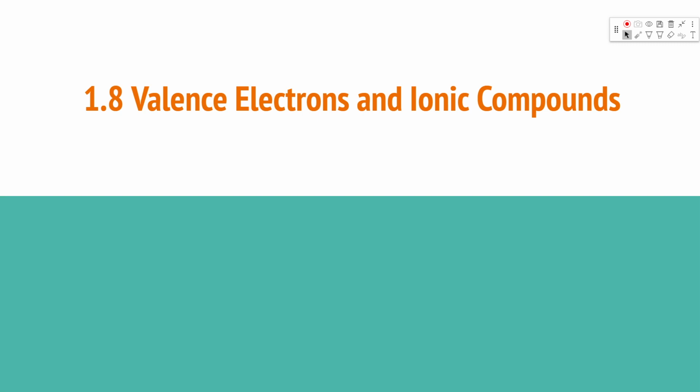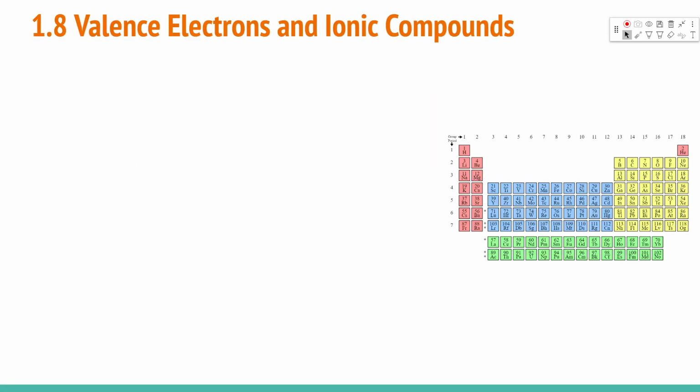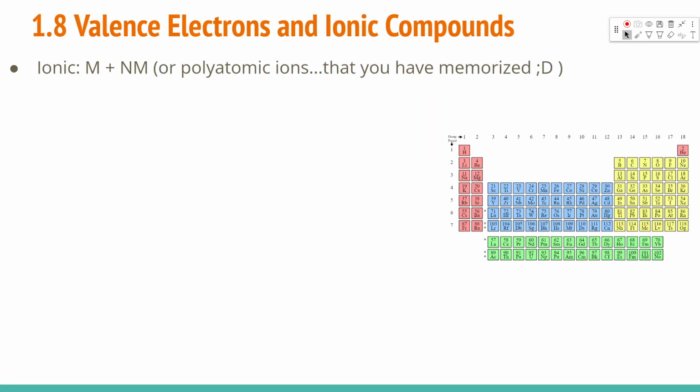Alrighty, 1.8, valence electrons and ionic compounds. So obviously I'm going to review a little bit of stuff we've already mentioned, but it's always good to review. So, we have ionic, it's a metal and a non-metal, or we have those polyatomic ions. It's always going to be something positive with something negative, so technically it also could be two polyatomic ions. Again, it really depends on whatever you're combining.